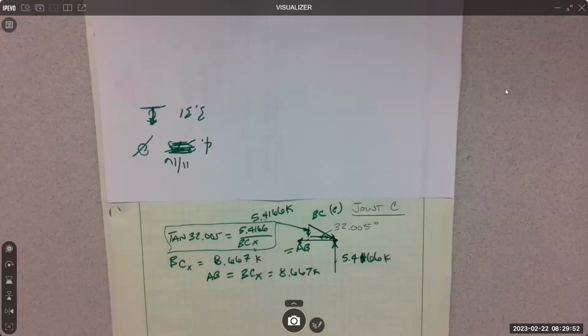Yeah, write it out. If you're not seeing that, like, I see it, I do it all the time, so I can just see it, right? If you're not seeing it, then do the algebra to solve for BCX, right? The rule is, if you want BCX by itself, it's got to come over here and up. This one's got to go over and down, right? So it's 5.4166 divided by tangent 32.